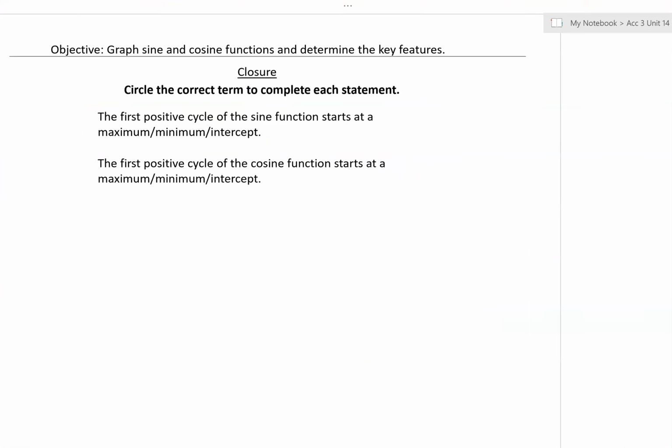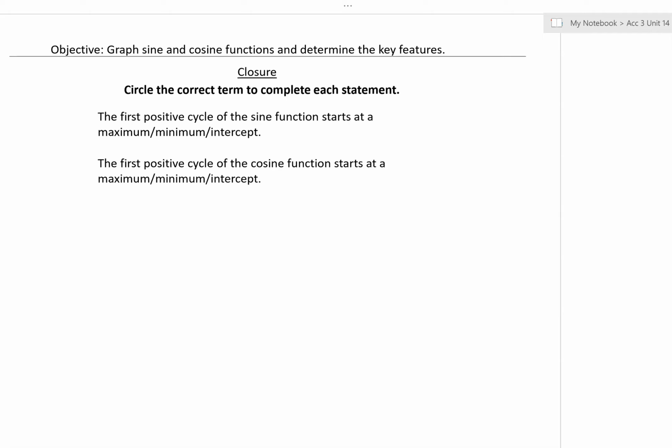All right, I just wanted to finish up this lesson with this closure. A big idea for graphing sine and cosine is to make sure that you are thinking about your unit circle at 0 radians and what the sine value would be at 0 radians if you're graphing sine, and what the cosine value at 0 radians would be when you're graphing cosine. So, because that's where it starts.